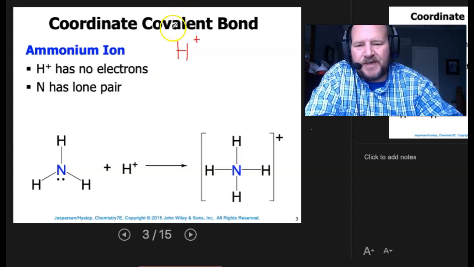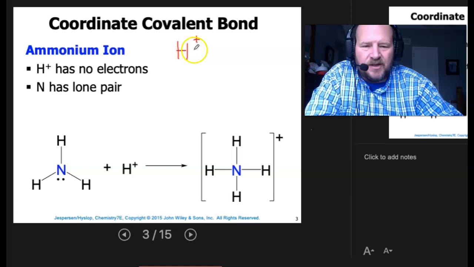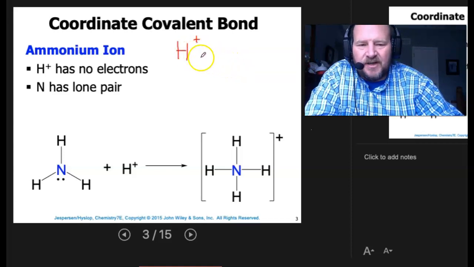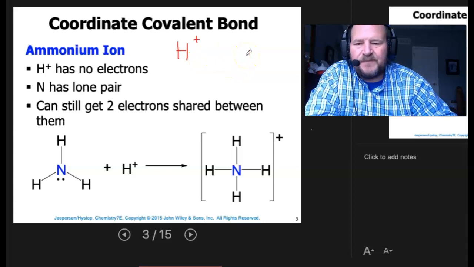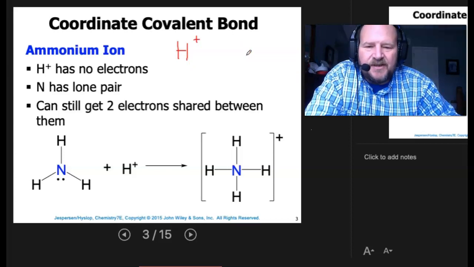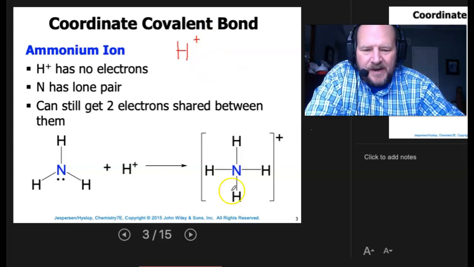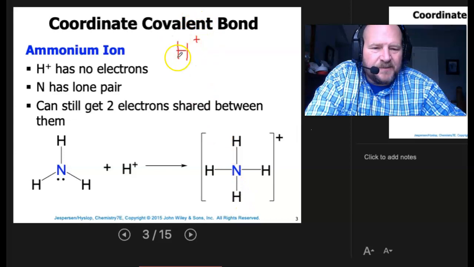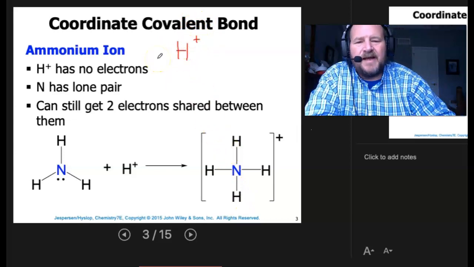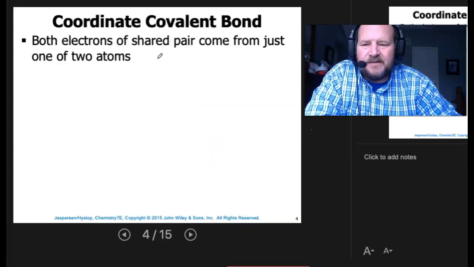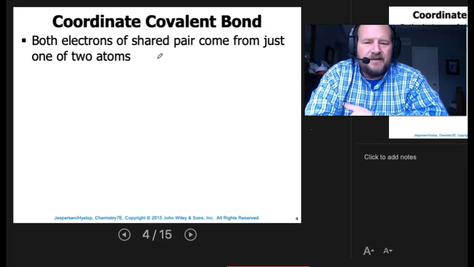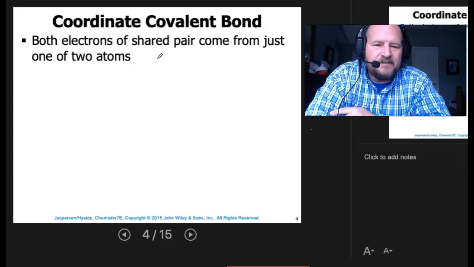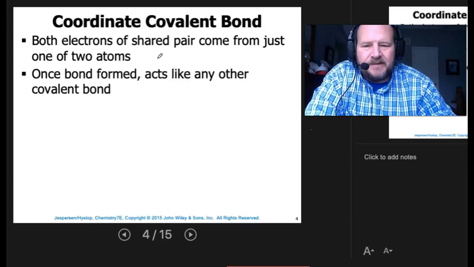Now remember, that's a proton with no electrons, which means it could accept 2 electrons to complete its octet. So it can still get the 2 electrons shared between the 2, the lone pair on the nitrogen and the H that was H plus with no electrons. That is our coordinate covalent bond. So both electrons of a shared pair come from just one of the 2 atoms. That is the coordinate covalent bond.